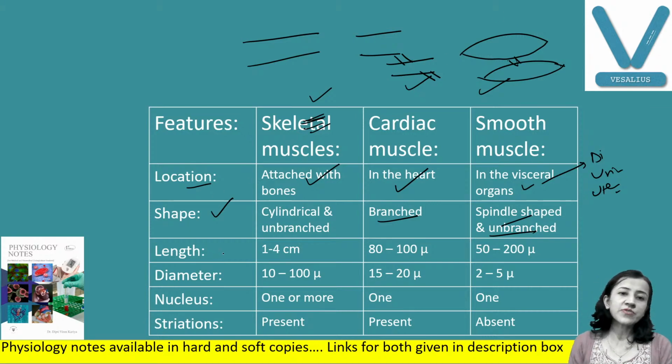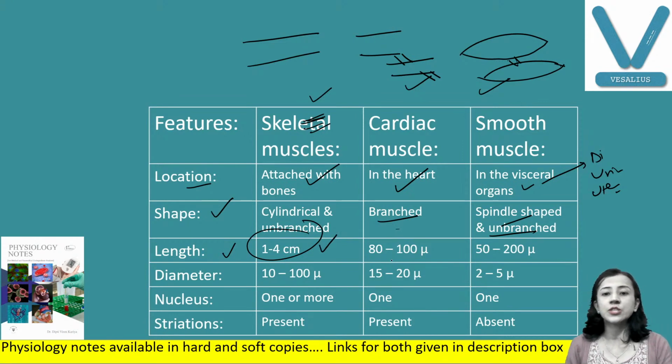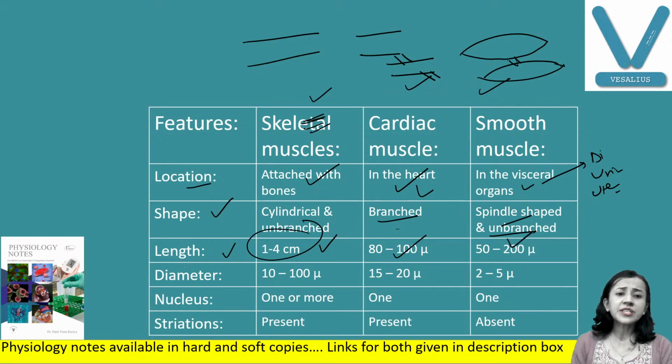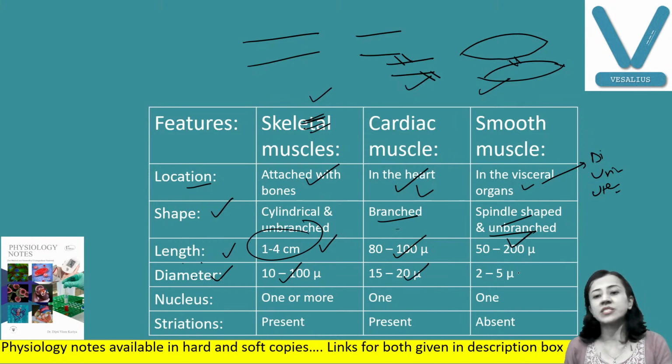Length, try to remember this value. Skeletal muscles are larger, they can be visible to the naked eye, 1 to 4 centimeter. Cardiac muscle length is 80 to 100 micron, and smooth muscle length is 50 to 200 micron. Diameter of the skeletal muscle is also highest, 10 to 100 micron. Cardiac muscle is 15 to 20 micron diameter, and smooth muscle is least, 2 to 5 micron diameter.